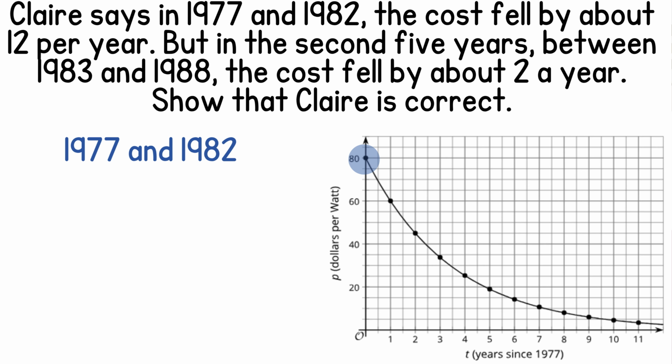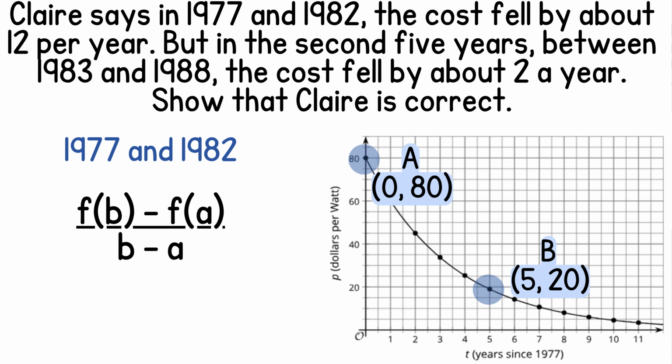So we'll start with our value at 0, and we'll call this point A, which is (0, 80). 1982 is represented when x is 5. So point B will be (5, 20). So we'll take our equation for the rate of change and fill in what we have. The output of point B is 20, and the output of point A is 80. Now let's look at the inputs. The input of B is 5, and the input of A is 0.